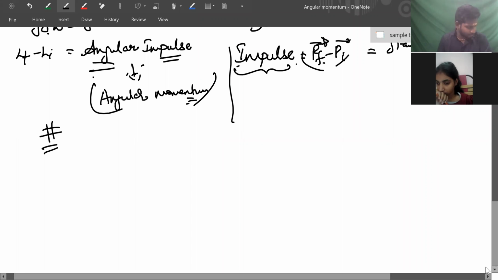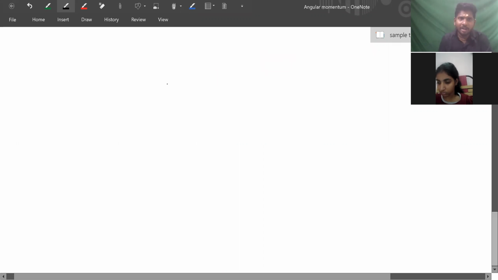Then how to find it out, you know, right? Because how is torque found out? R cross F. Similarly, with R cross P, you can use the formulas and find out how angular momentum is also figured out.